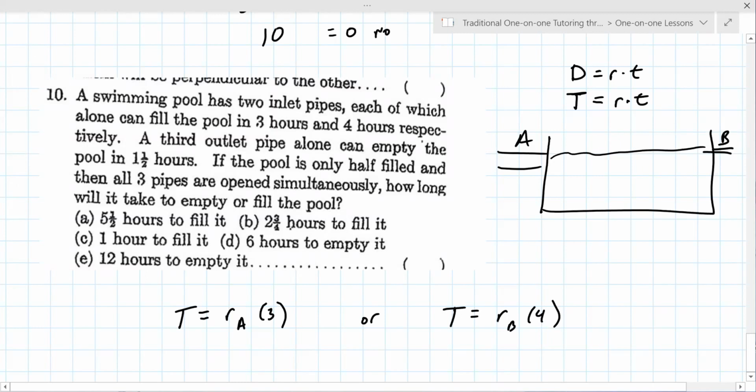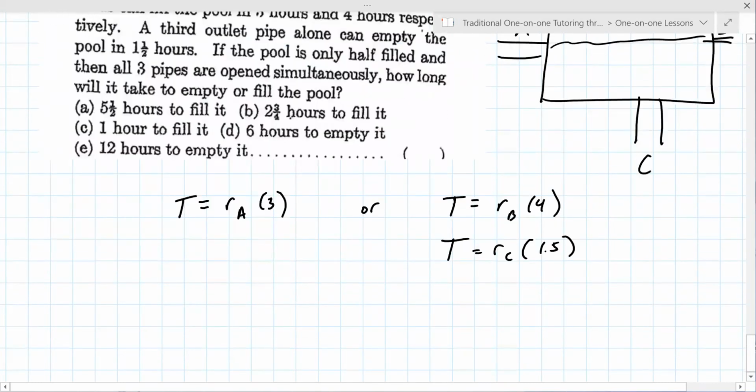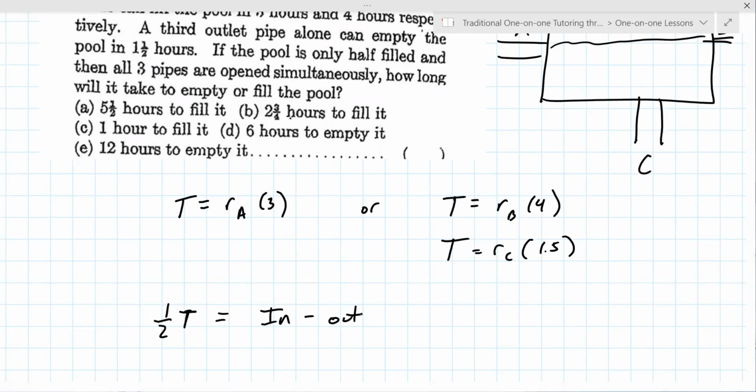Okay, a third outlet pipe can empty the pool in 1.5 hours. That's interesting. So for C, the total is RC times 1.5. If the pool is only half filled, how long will it take to empty or fill the pool? So half full, and it's this in minus out. And all three pipes are open simultaneously.